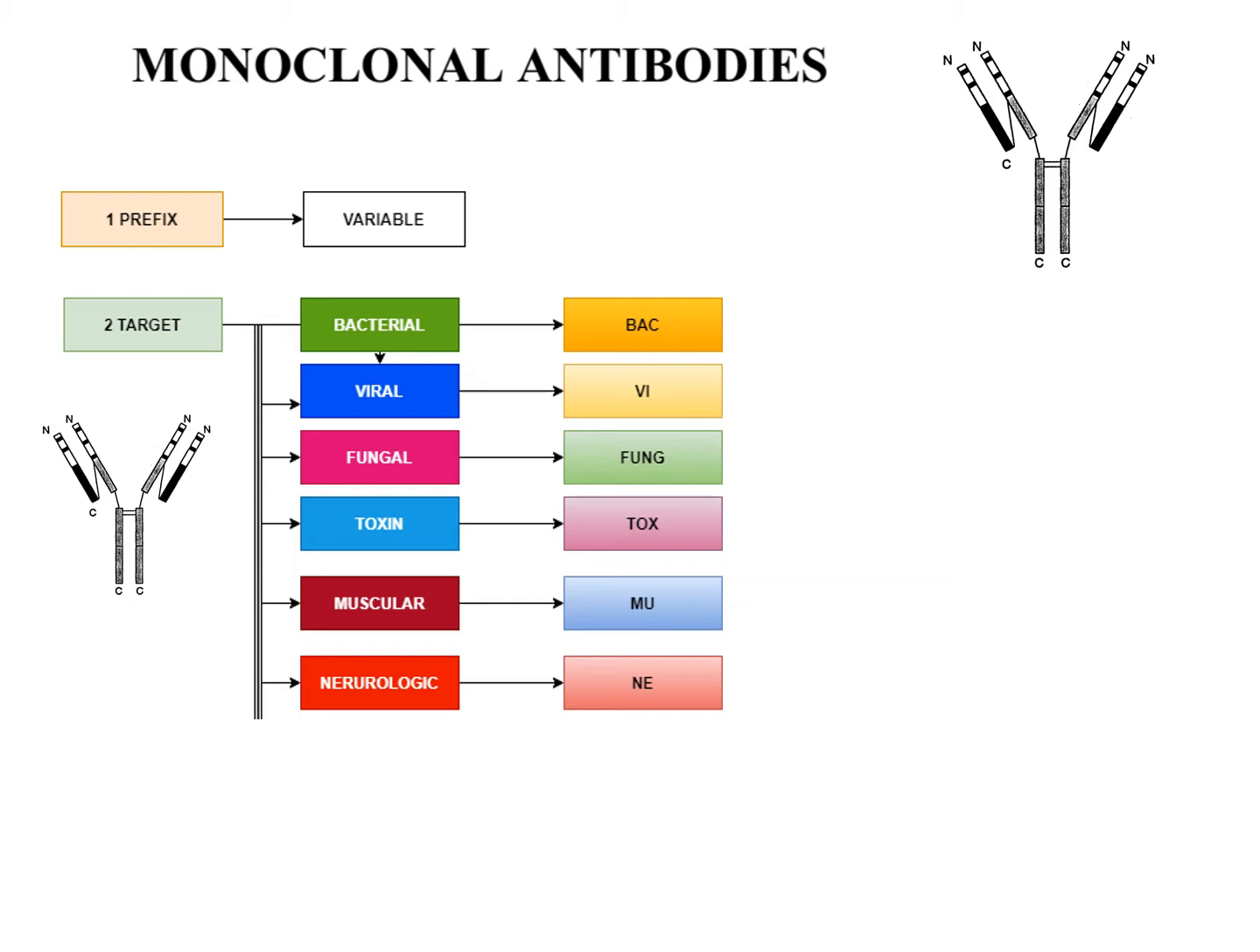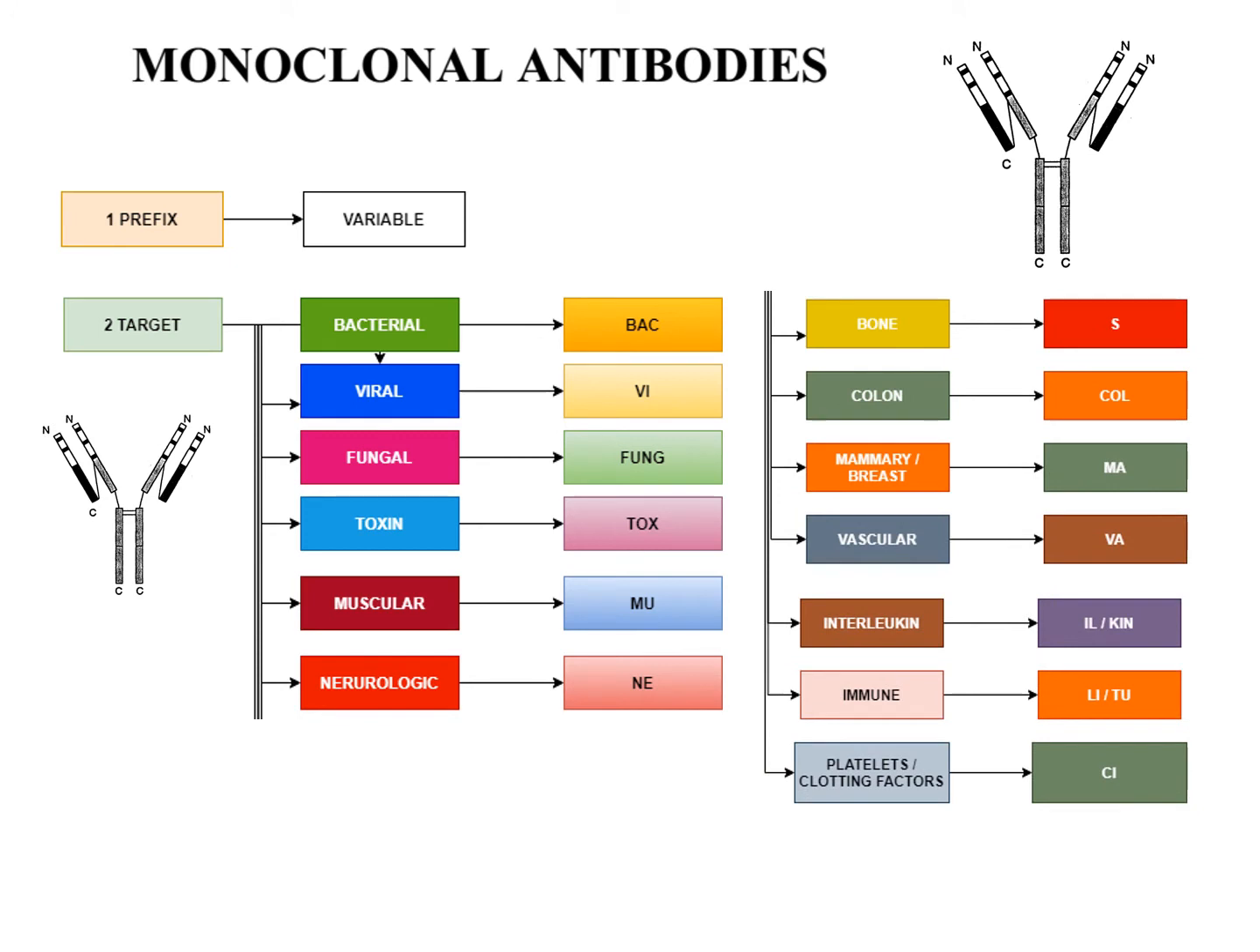for muscular diseases, and those monoclonal antibodies given for neurological diseases will have NE in its nomenclature. For bone related monoclonal antibodies, S will be present in the nomenclature. For colon, it will be COL. For mammary glands or breast, it will be MA. For vascular, it will be VA in its nomenclature.